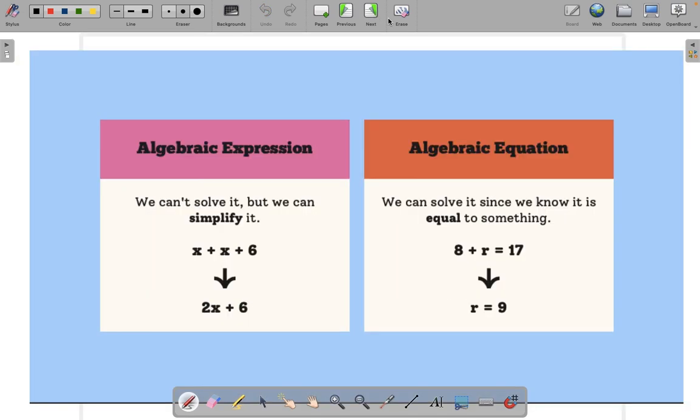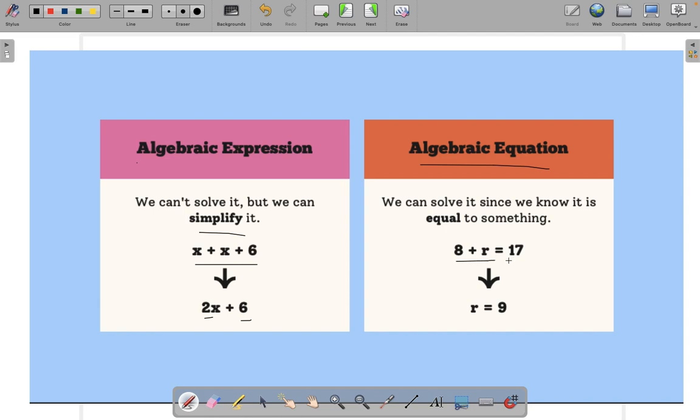Okay. So see, this is the difference between an algebraic expression and an algebraic equation. We cannot solve an expression, but we can simplify it. So this is an algebraic expression: x plus x plus 6. You are able to write it as 2x plus 6. An algebraic equation, on the other hand, you can solve because you know it is equal to something.